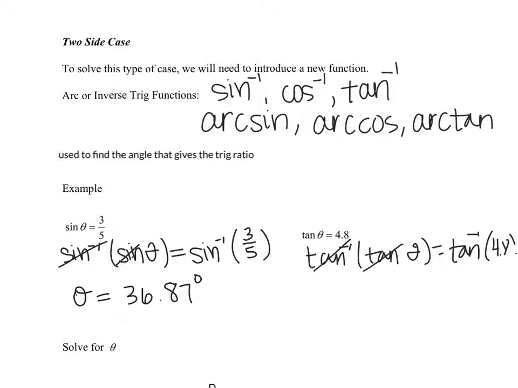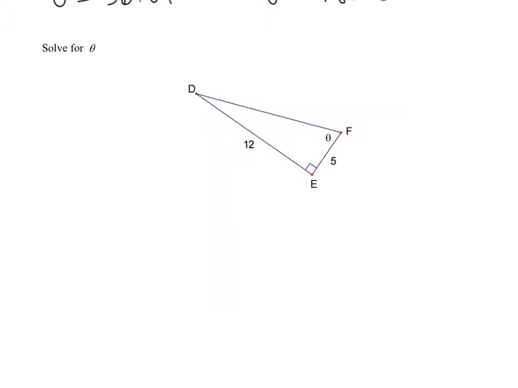And tangent inverse and tangent cancel. We're left with theta equals, and when we do tangent inverse of 4.8, we're going to get about 78.23 degrees for theta. So it's very easy to use to solve for an angle measure in a right triangle given two sides. Let's go ahead and see how that's going to be used in an example.